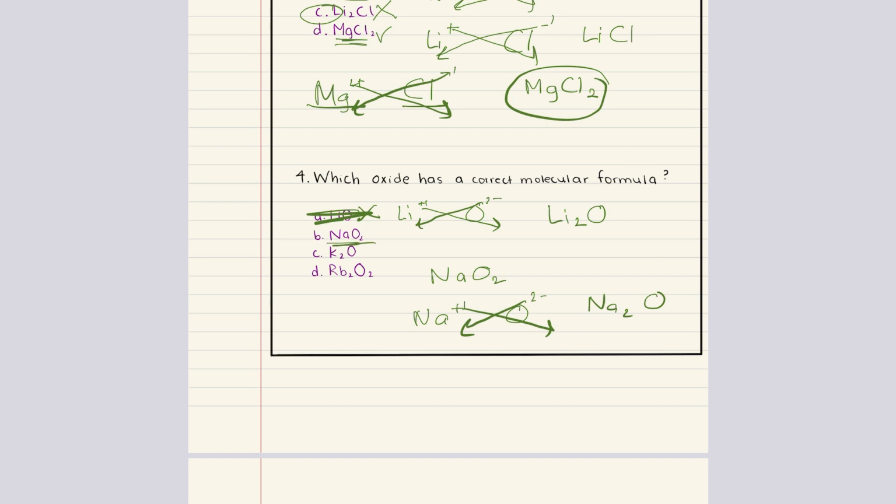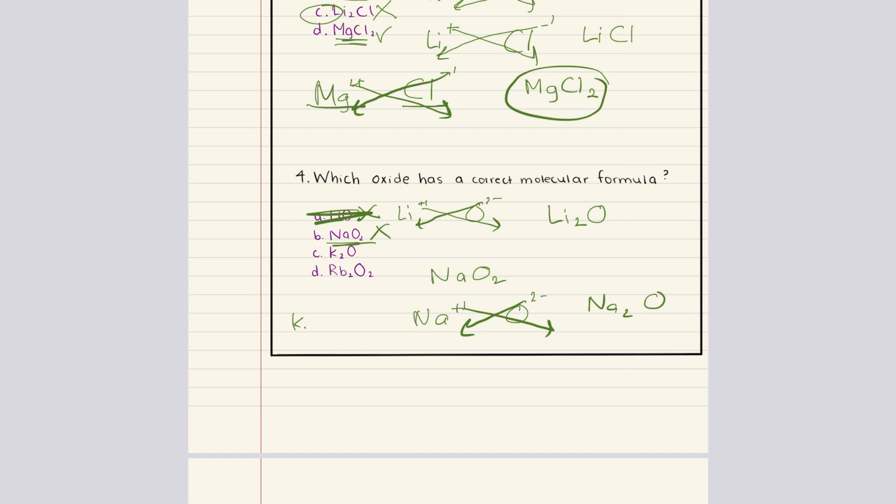For this to be charge balanced, we need 2 sodium cations for every 1 oxide anion. So the standard sodium oxide that follows charge balancing is going to be Na2O, not NaO2. So this is also incorrect. Let's look at the next option.